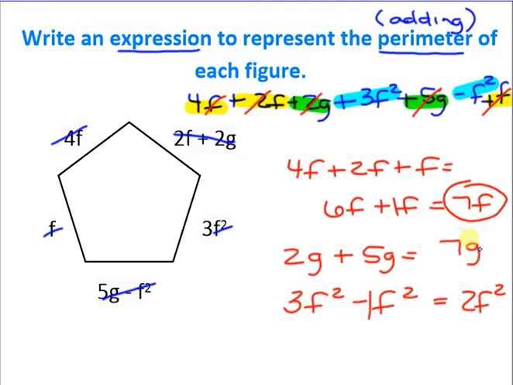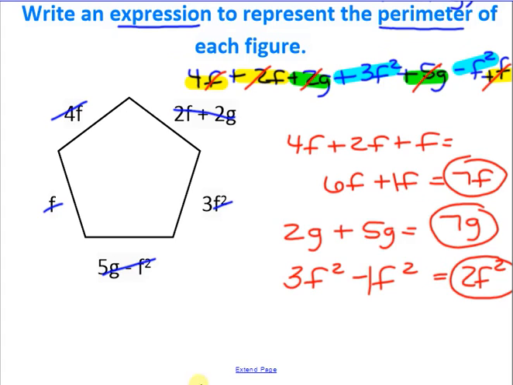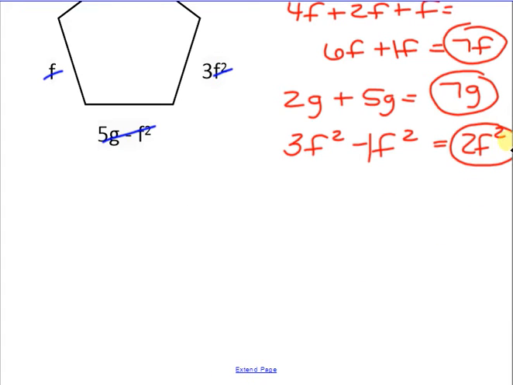Now I just have to take these and put them in order for my final answer. Remember, the highest power goes first. So 2f squared is going to go first. And then these go in alphabetical order. They're both positive, so it's going to be plus. Which comes first, f or g? F. So plus, oops, that's not a 7, plus 7f plus 7g. And that's our final answer.